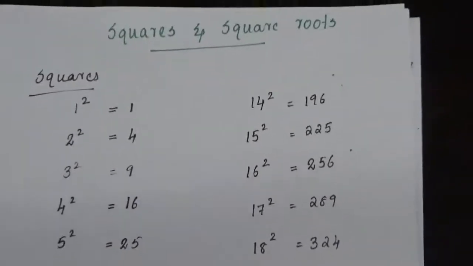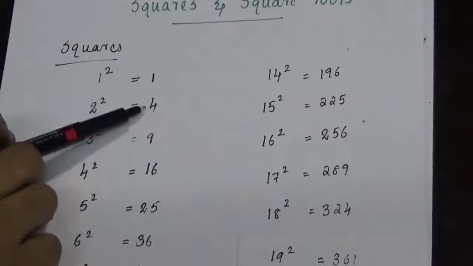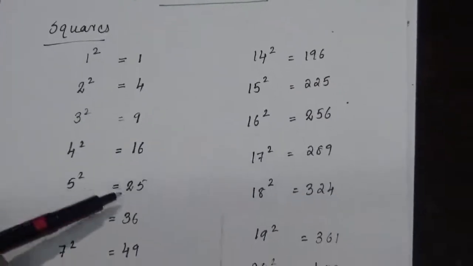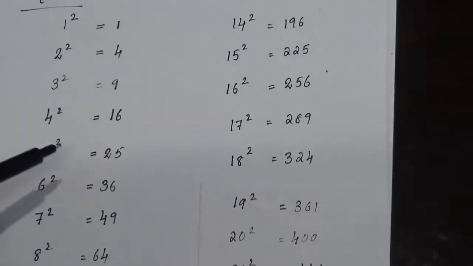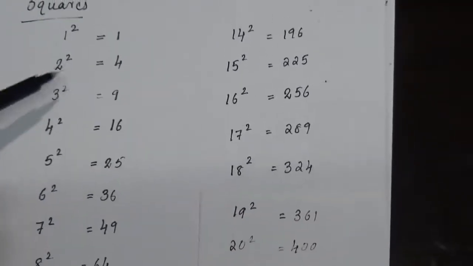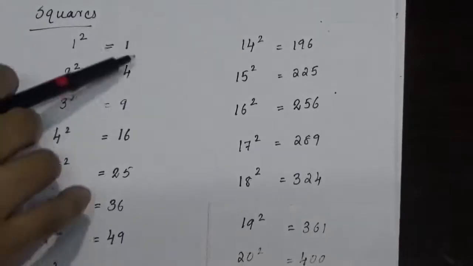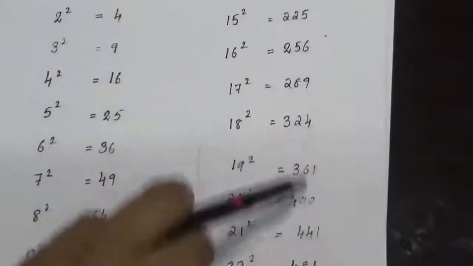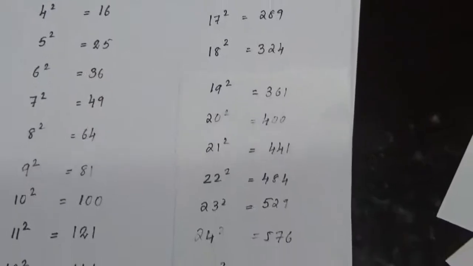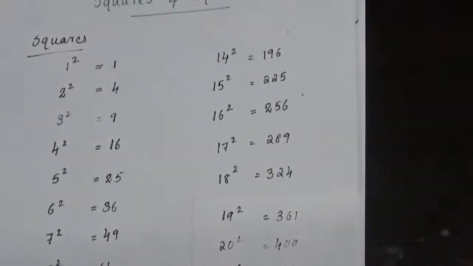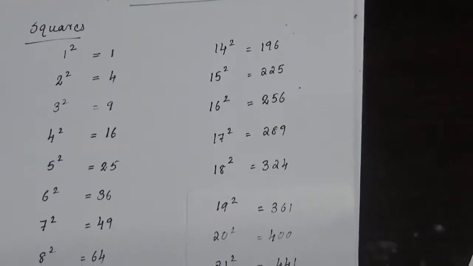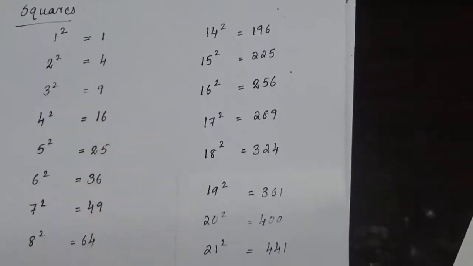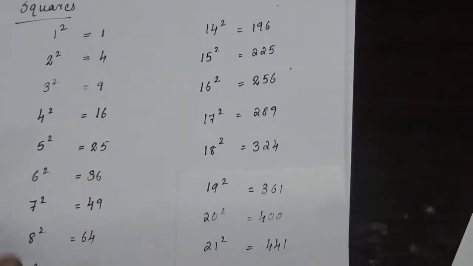Here you can see the numbers 1, 4, 9, 16, 25. These numbers are written as the product of two equal factors. So these numbers are called perfect squares. So what is a perfect square? If a number can be written as the product of two equal factors, then that number is called a perfect square.